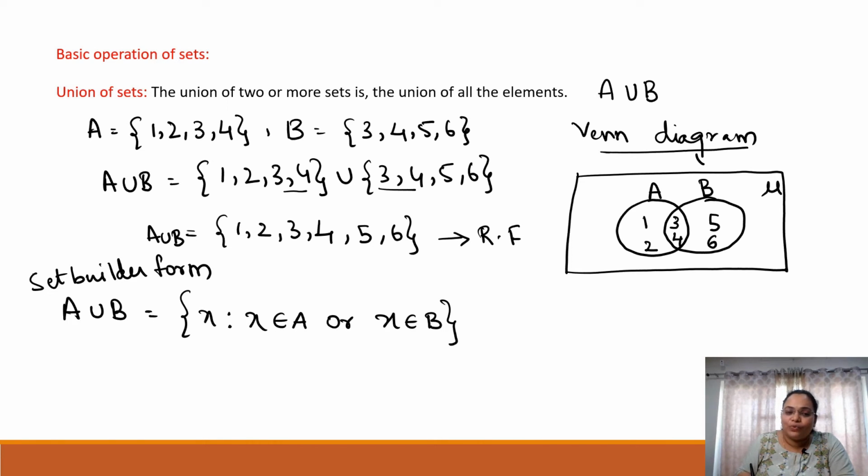So A union B is all the elements from both the sets. So I am shading all the elements from both the sets. So this is A union B.